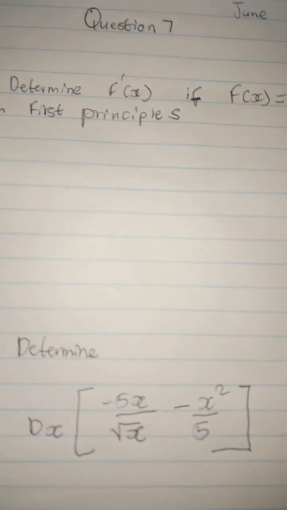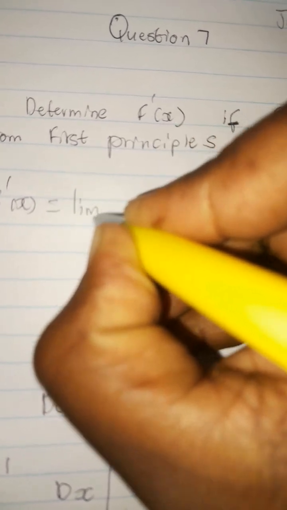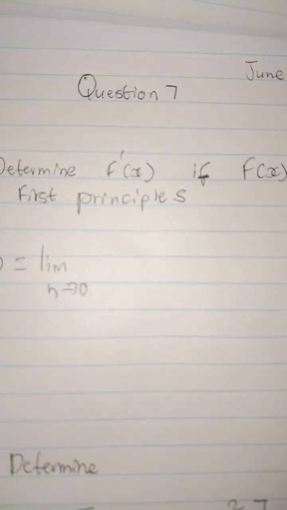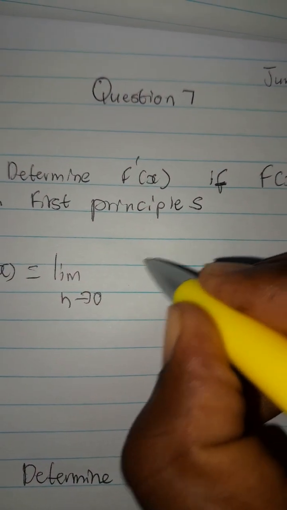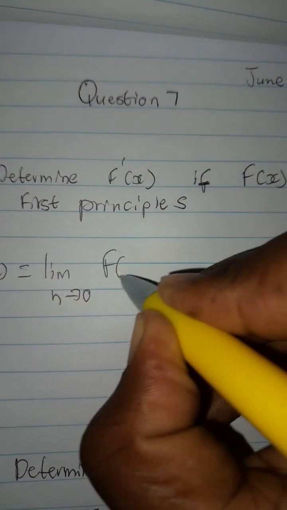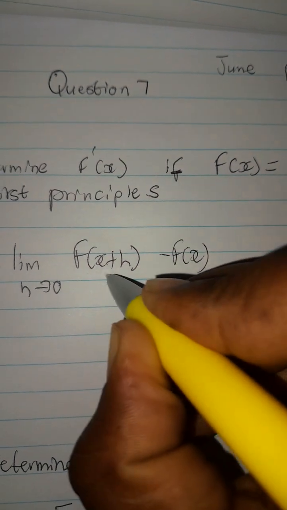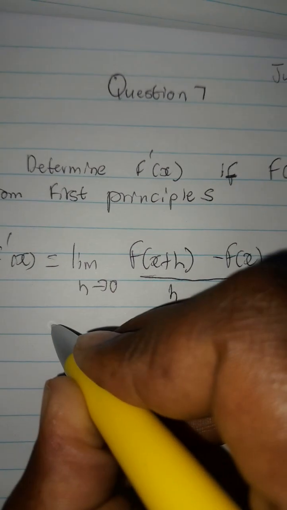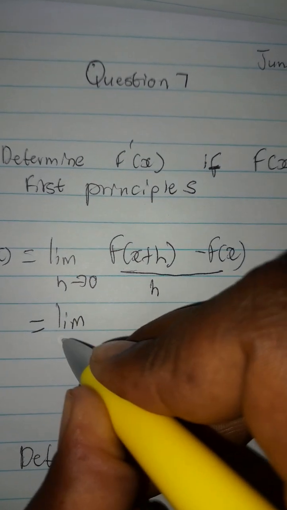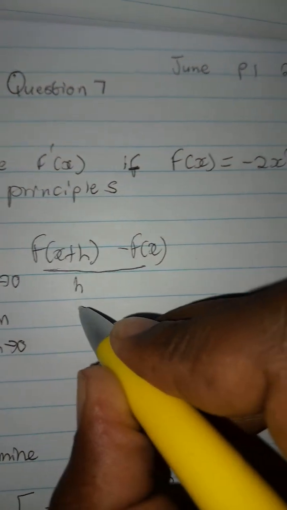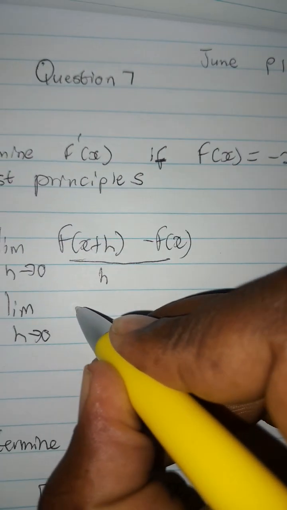From first principles. So meaning that we are going to use the famous formula: the derivative equals the limit as h approaches 0 of f(x plus h) minus the given function, divided by h. Then the second step will be to substitute. Where we see x, we are going to replace it by x plus h.